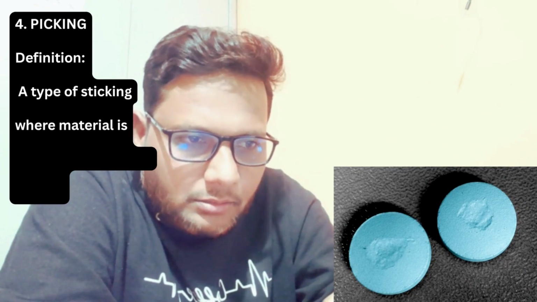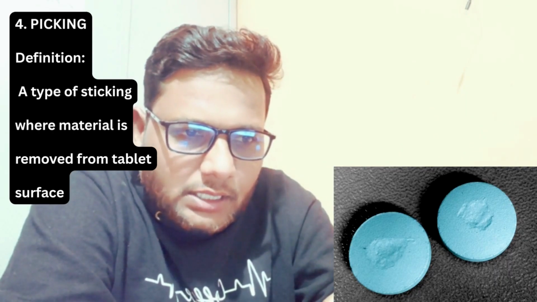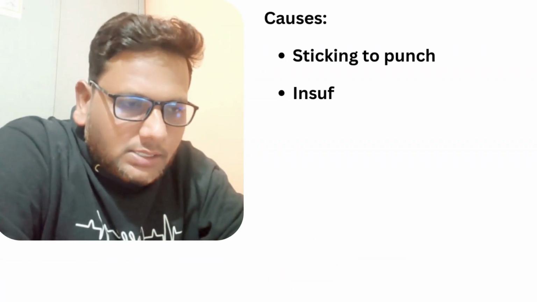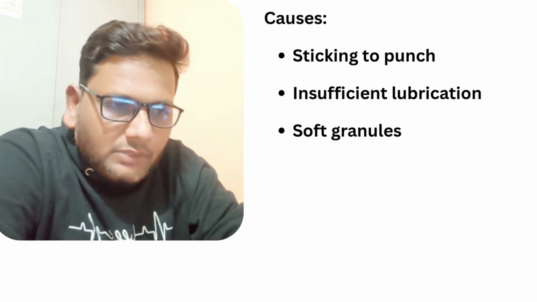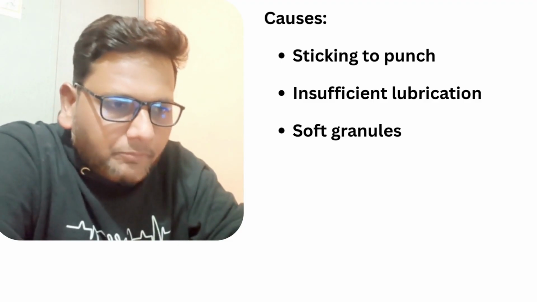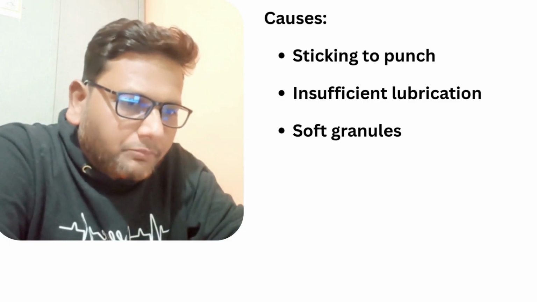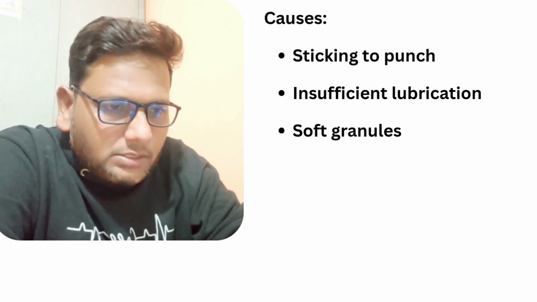Here, what is picking? Picking is a type of sticking where the material is removed from the tablet surface. Now what are the causes for this problem? The causes are the powder material sticking to the punch, insufficient lubrication in the production of granules, and granules which are produced being very soft in nature. How can we overcome these problems? What are the remedies?